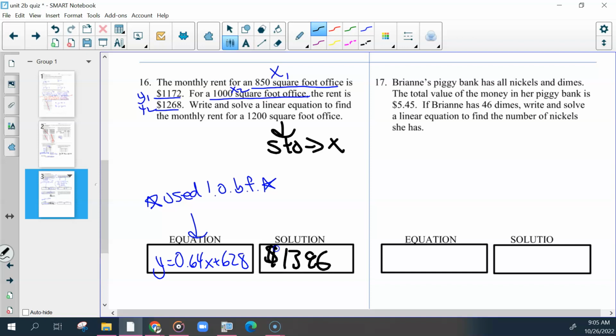So this one was also worth 4 points. The equation, the solution, defining your variables, and if you did it in the calculator, showing me this, because that would be your work. Questions on that one? Christina. X1 bottom, what is the other one in the problem? The 1,000 is x2, the 1268 is y2.